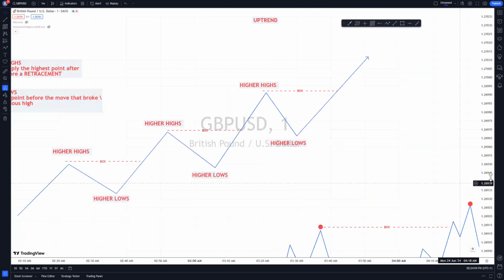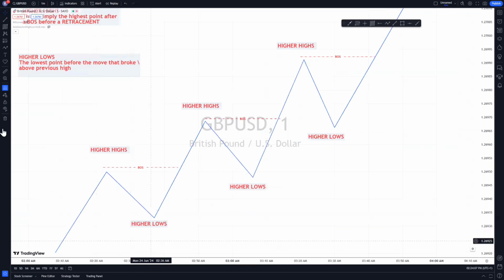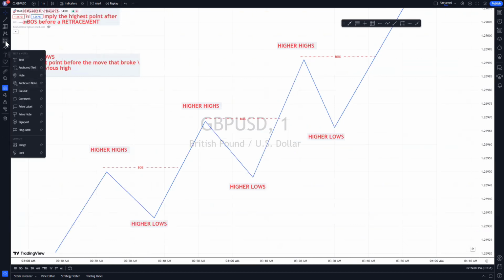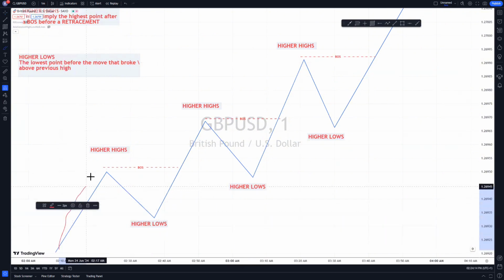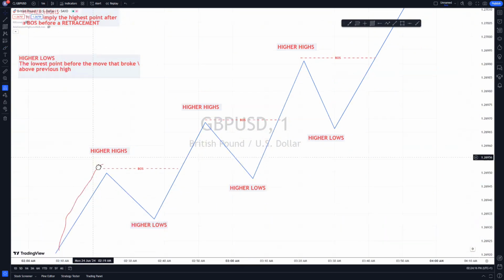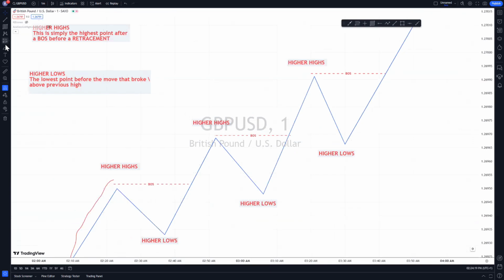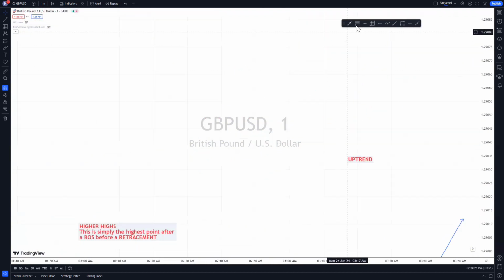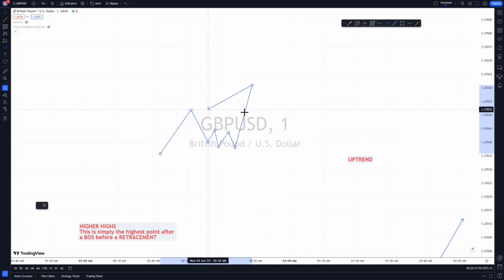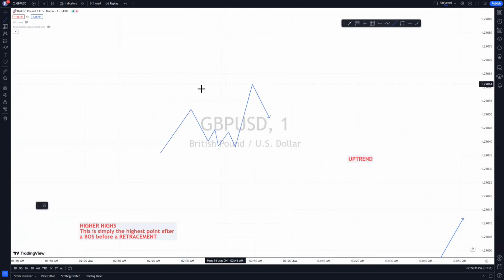Now let me explain using the definition. Currently with the illustration on the screen, we can see we have price moving this way. Now I said a higher high is simply the highest point after a BOS. Now, what is a BOS? A BOS is a break of market structure. What do I mean by a break of market structure? If price is moving in an uptrend this way, and price is trading this way, and then price happens to break above the previous high, this break that actually occurred here is called the break of structure.